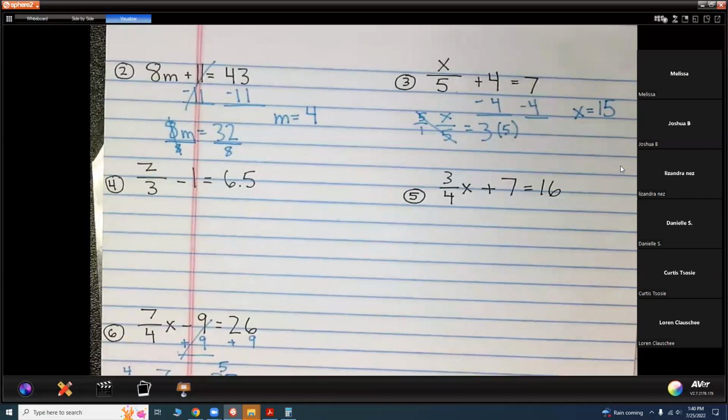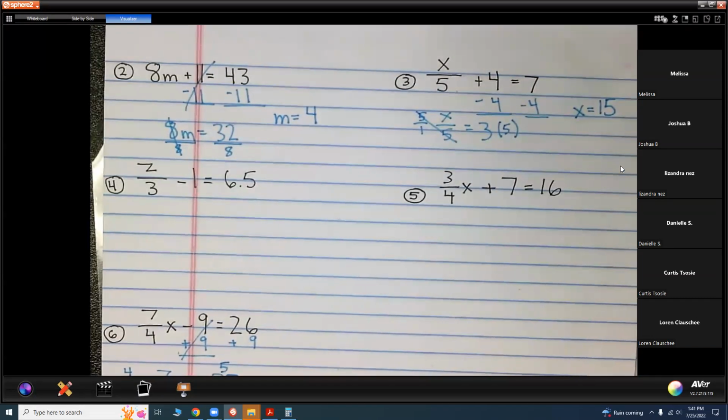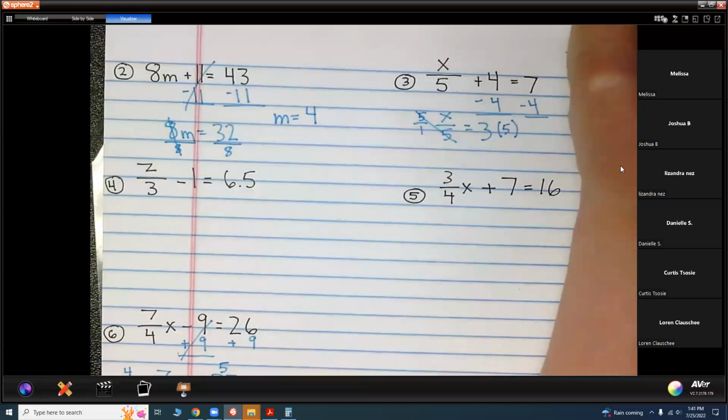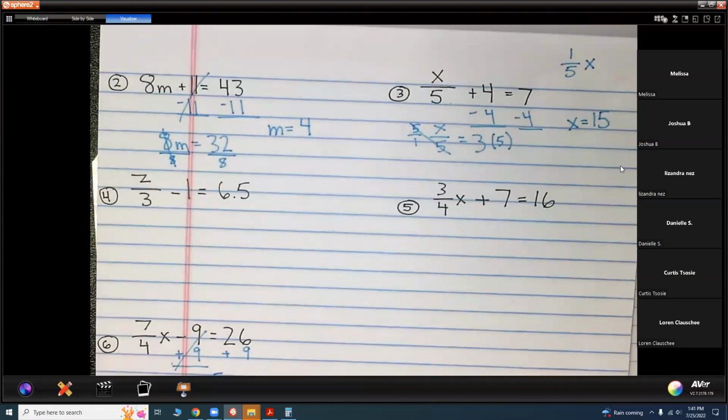Okay. So can we replace x with 1? You mean if x equals 1, or what are you saying? Like you have x over 5, would we do 1 over 5, like 1/5 x? Just 1/5 and then do it that way, because that's how I did it and I got 15 still. Does that work? 1/5 plus 4 equals 7. No, I don't know how I did it.